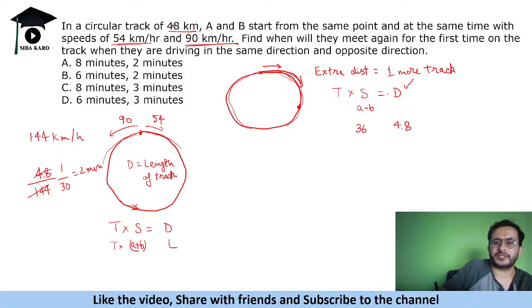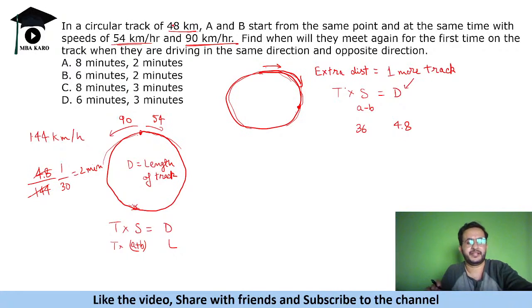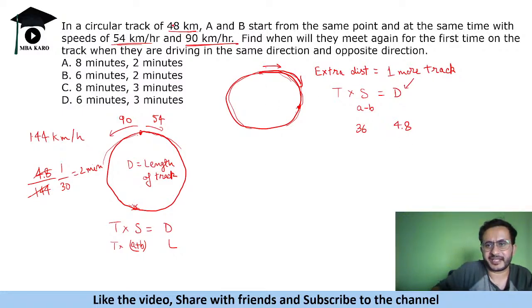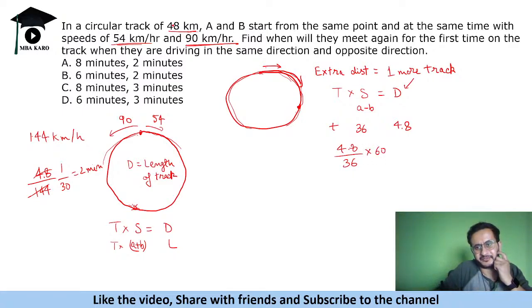So, relative speed का concept क्या है? Relative speed means that if one vehicle is stopped, with what speed is the second vehicle moving, or if that person is stopped, what speed is the second object moving. So the relative speed is 36 and it has to cover one more track, right? So t will come as 4.8 by 36. That will be in hours. If we convert into minutes, that will be into 60.